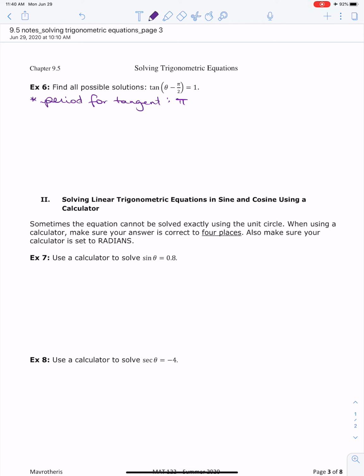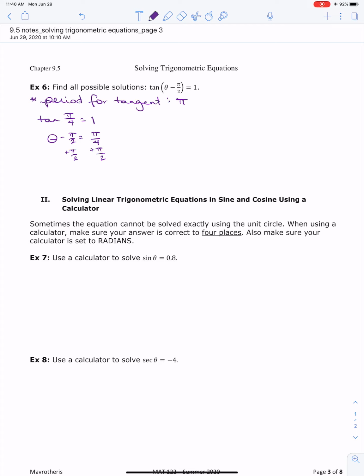And I'm not really crazy about this theta minus pi over 2 as the argument. That's going to force me to think a little harder than I want to. So I'm going to go back to that reference point we talked about before. I know that the tangent of pi over 4 is 1. And so that means that whatever theta minus pi over 2 is, it has to equal pi over 4. And so I can solve for theta here.